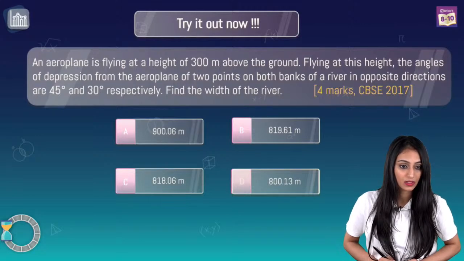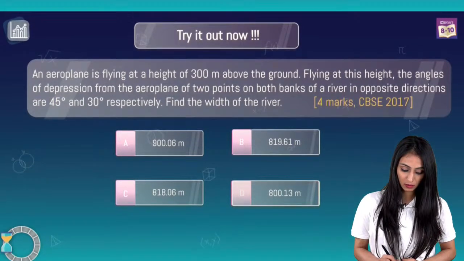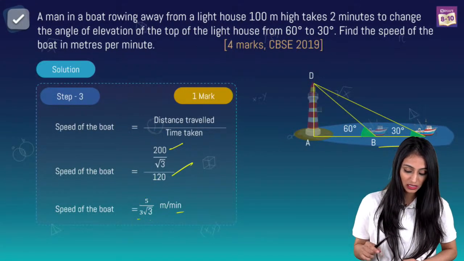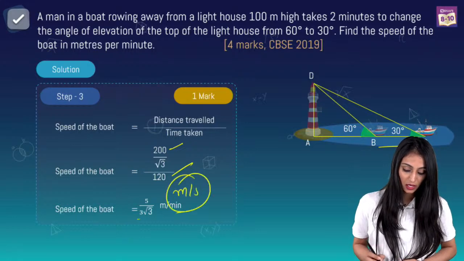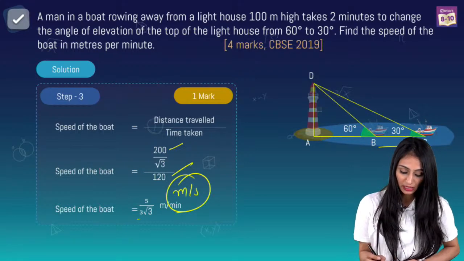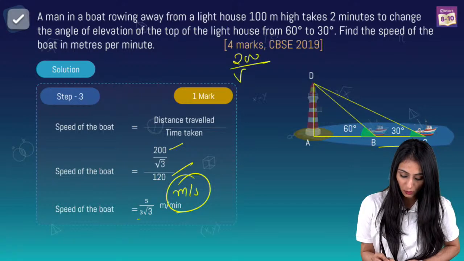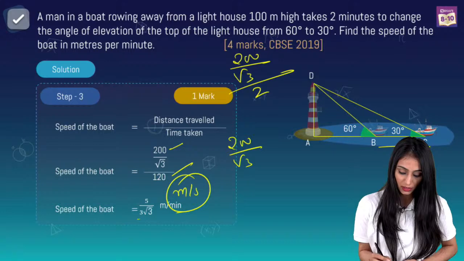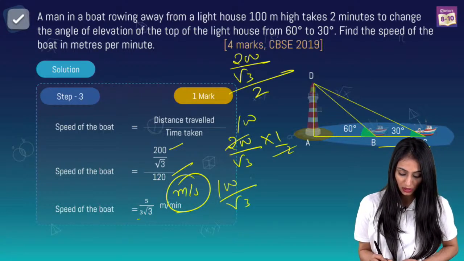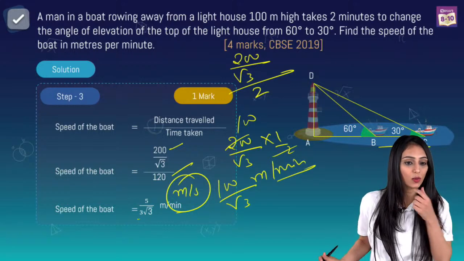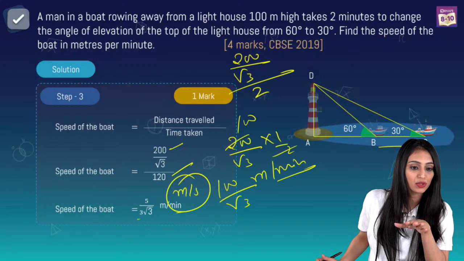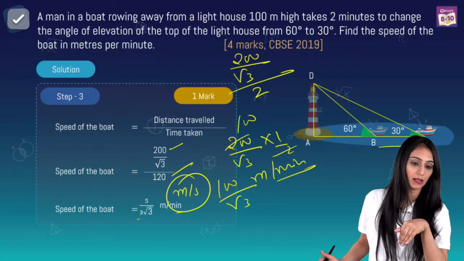Why is it 120? Okay, let me see. This is in seconds. This is converted into seconds. So ideally, it's basically meter per second, right? When we are talking about meter per minute, you can leave it as it is. This is going to be 200 by root 3, and 2 minutes, so it is 200 by root 3 into 1 by 2. That's basically 100 by root 3 meters per minute. Or you can rationalize it also. I hope I have answered your question. So this is basically meter per second, right?